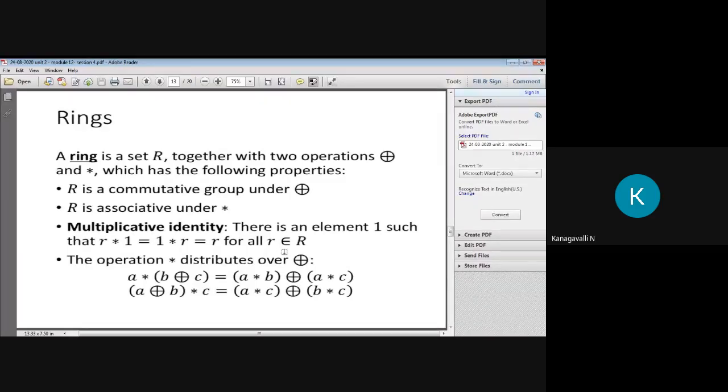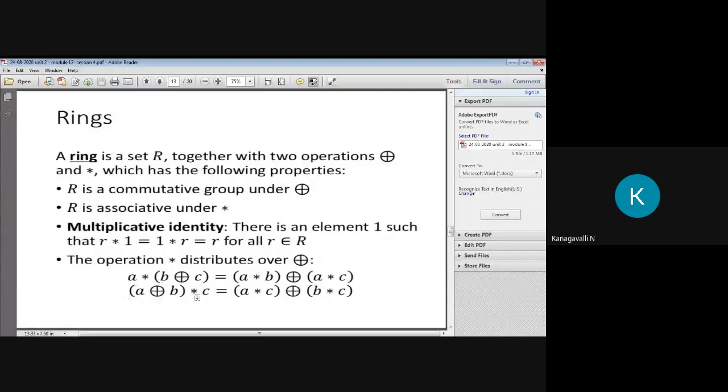The operation star distributes over plus. So what is that? A star B plus C. So we have to write A star B, then take the addition, then A star C, right? Already we know these types of operators. We have seen them in our digital principles system and discrete mathematics also, right?